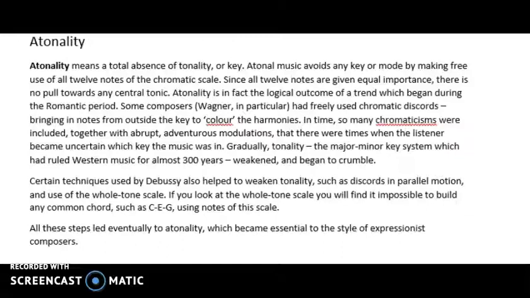Certain techniques used by Debussy also helped to weaken the tonality. We have done Impressionism now: parallel motion, and also the use of whole tone scales. If you look at the whole tone scale, you will find it impossible to build any common chord such as C, E, G using notes of the scale. Because in a whole tone scale, we've done that, we don't have semitones. A semitone, 7 to 8, also pulls you to the keynote. All these steps led eventually to atonality, which became essential to the style of expressionist composers.